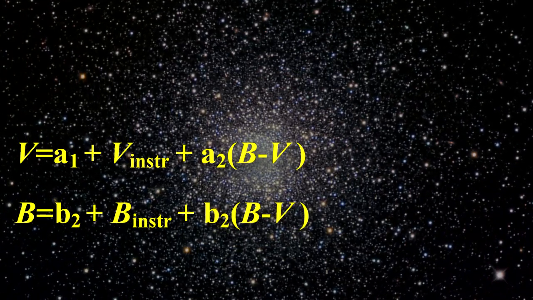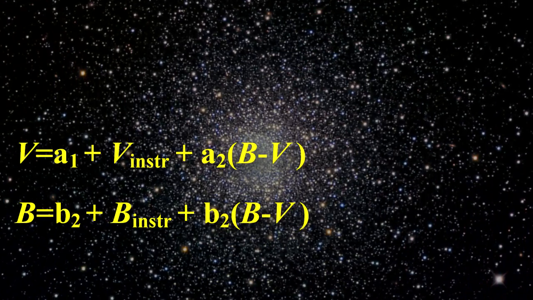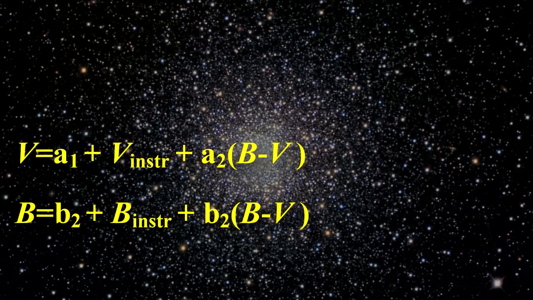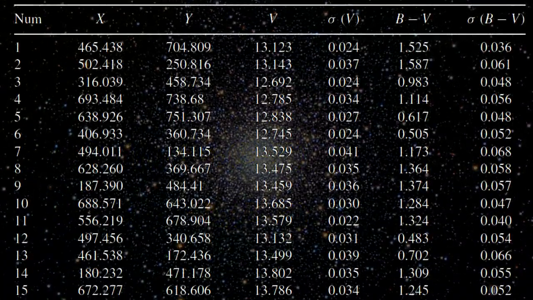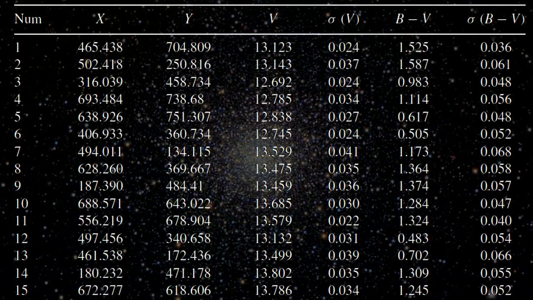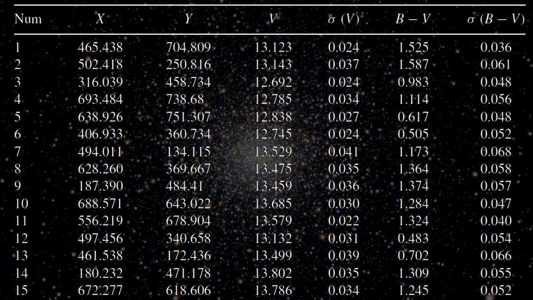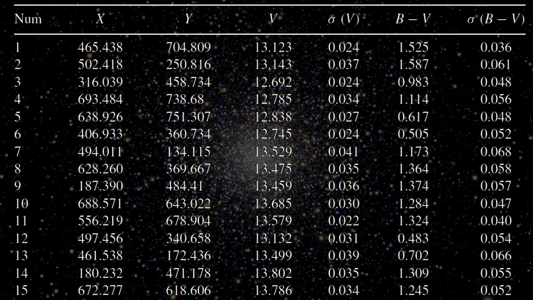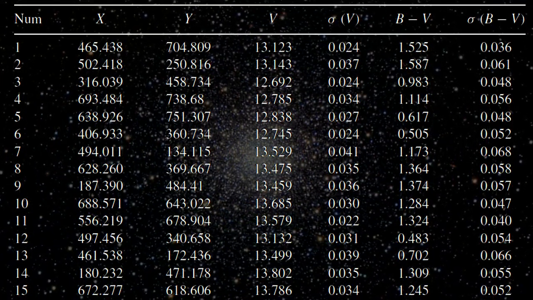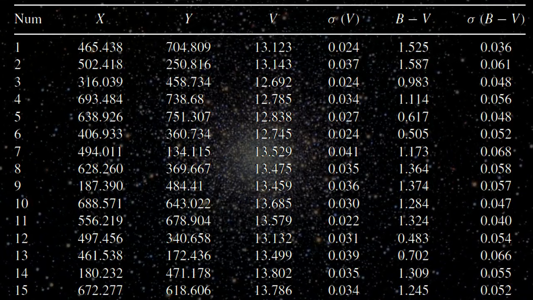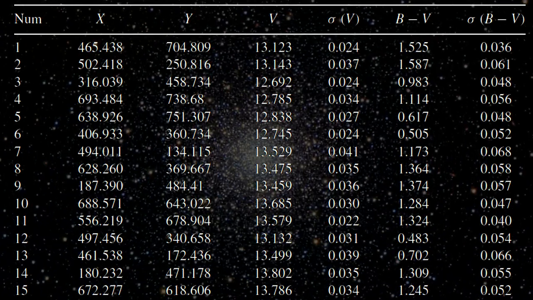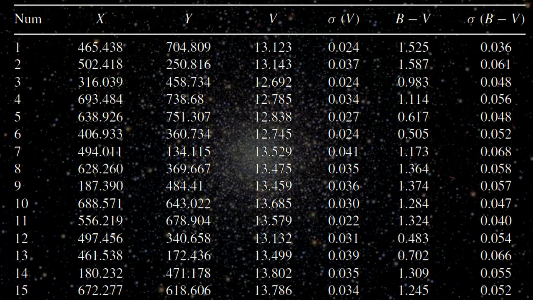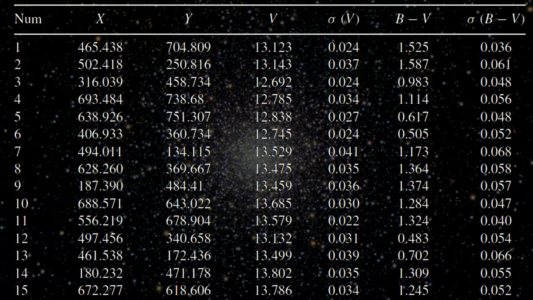Once we have derived the photometric conversion equations, we apply them to the instrumental magnitudes of the globular cluster stars. We now have created a table with the photometric magnitude V and color B minus V of the cluster stars. Note that the errors must now include the errors introduced via the calibration equations. Normal error propagation techniques should be applied. We are still not ready to create the final color magnitude diagram.